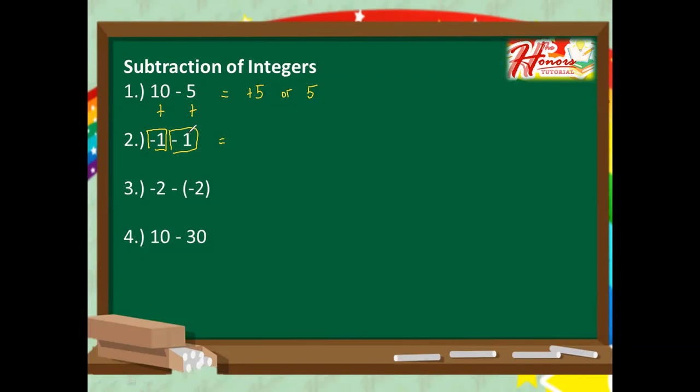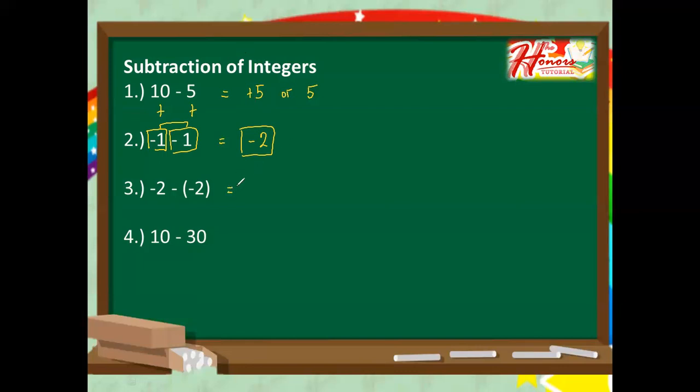So apply what you have learned in addition of integers. So if you have negative numbers and if you are trying to combine them, you should add the numbers. So that is 1 plus 1. So that's 2. And then copy their sign, which is both negative. So that is negative 2. That's it. That is the answer for number 2.